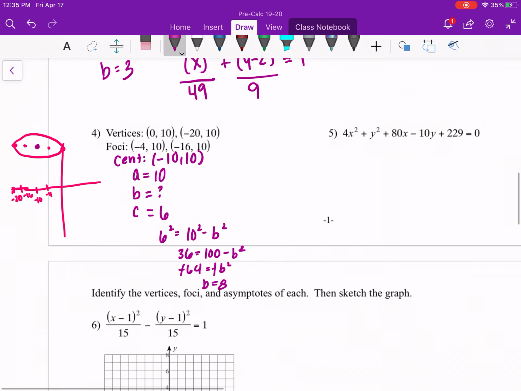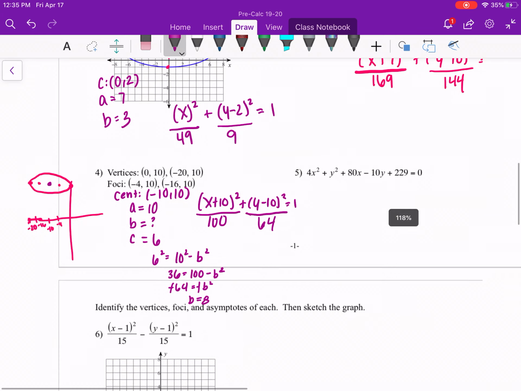And now I can write my equation. Again, think about the numerators as staying in the same order. Flip the signs on these: x plus 10 squared, y minus 10 squared, set equal to 1. A, since it expanded horizontally, is going to go under the x term. So A squared goes under x, and then B is 8. B is my co-vertices, and since they are not the vertices that were horizontally oriented, it's going to go under the y term, and B squared is 64.